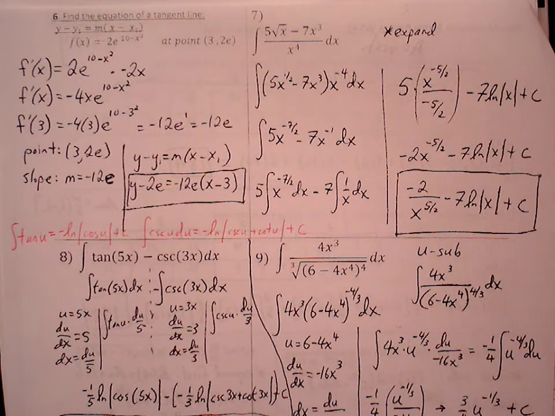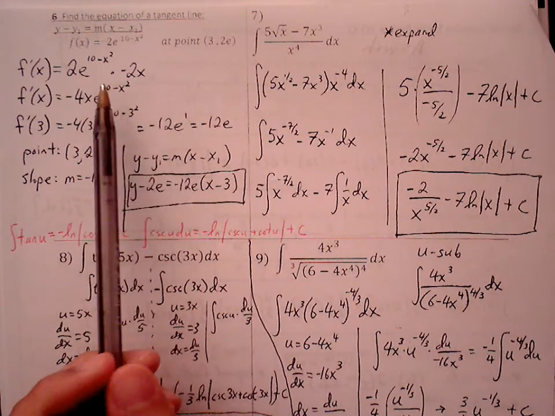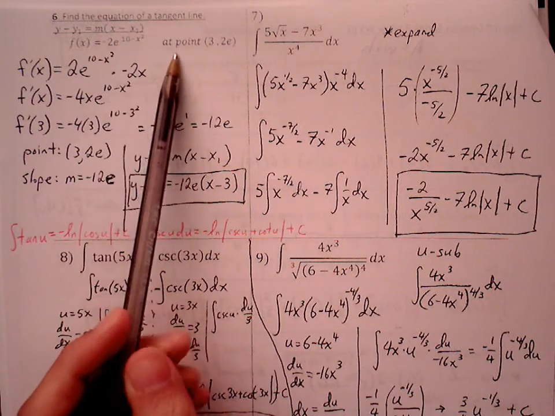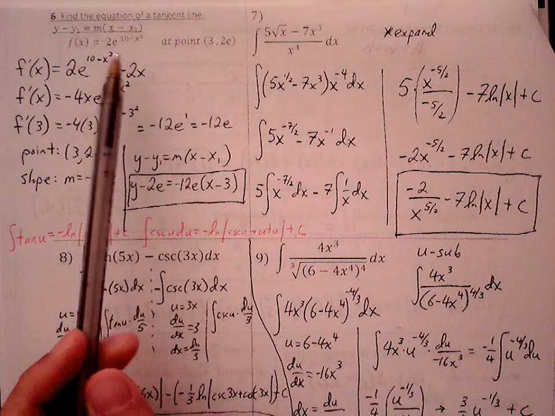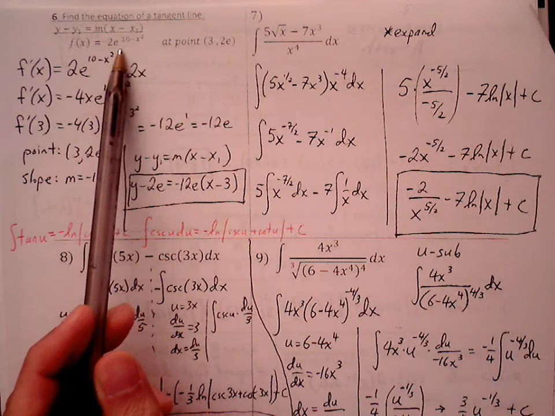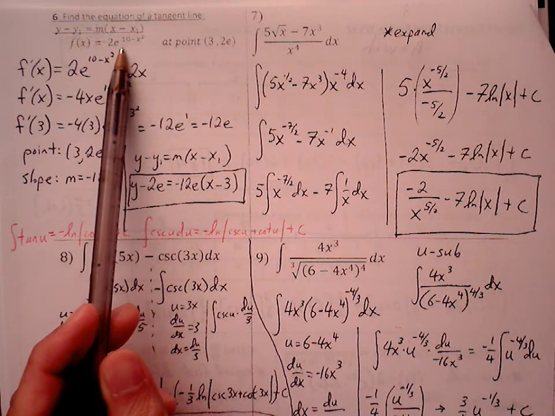This is the second page of the AP spring, or the non-AP spring review. So let's look at number 6. Find the equation of the tangent line. To find the tangent line equation, we first need to find the derivative function, and then from the derivative function we can find the slope, and then from the slope we can gather that into point-slope form.